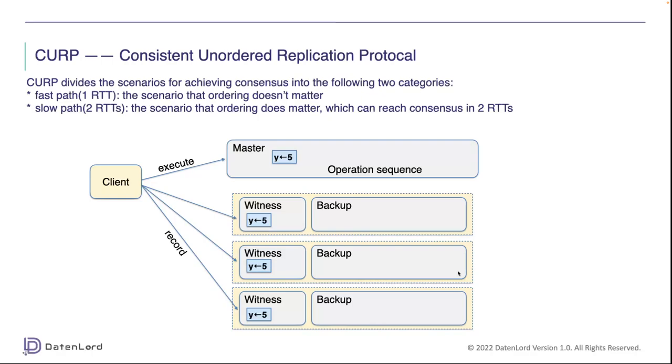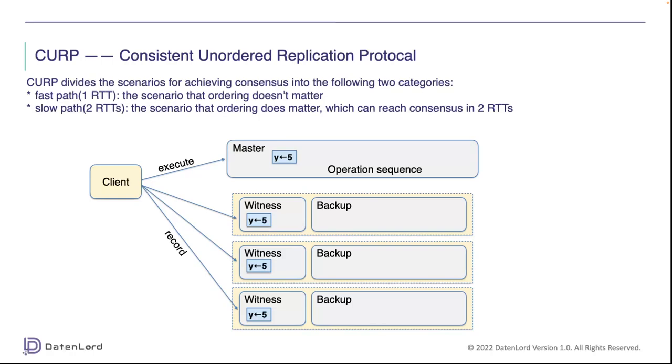In comparison to traditional consensus protocols, CURP's major innovation lies in dividing the consensus scenarios into two categories: the fast path and the slow path. In the fast path, consensus can be achieved within a single RTT, suitable for scenarios where ordering doesn't matter. On the other hand, the slow path requires two RTTs, corresponding to the situation where ordering does matter.